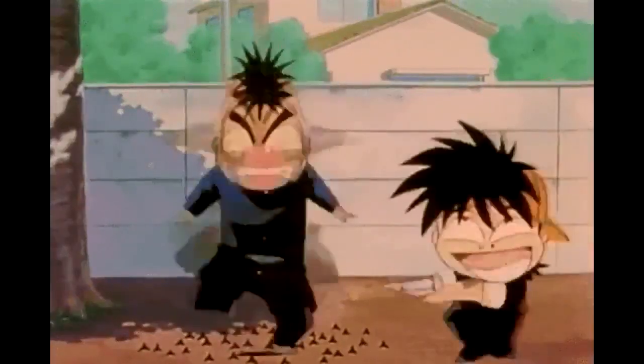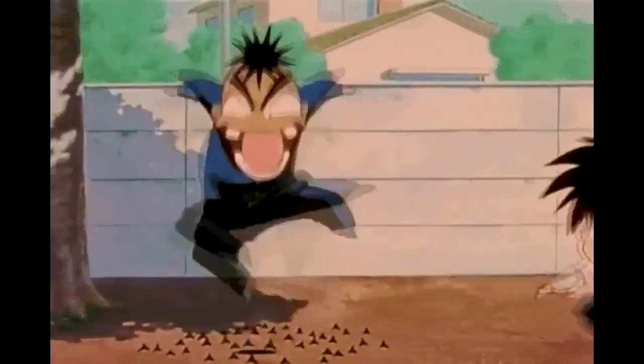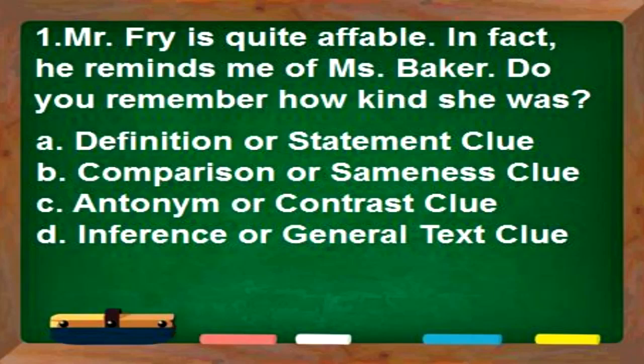Now, let's have an activity. In our today's activity, you're going to read the sentences, then choose the letter of its type of context clue. 1. Mr. Fry is quite affable. In fact, he reminds me of Miss Baker. Do you remember how kind she was? Which of the following is its type of context clue?